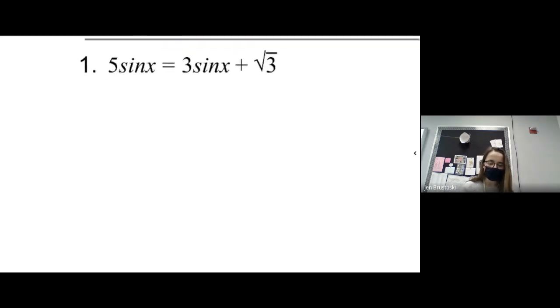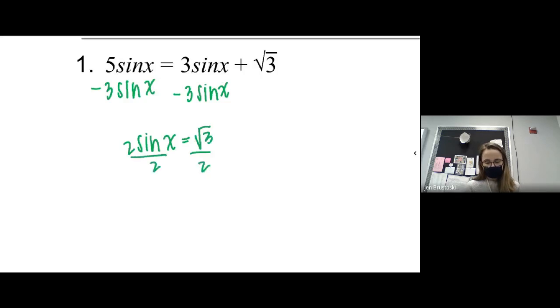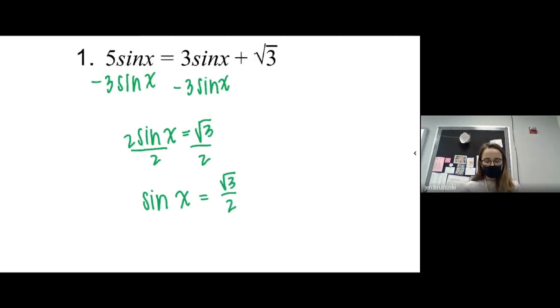Okay, let's come back together, guys. So, what do I need to do first? Isolate. So we'll subtract 3 sine of x from both sides. So I get 2 sine x equals radical 3. Divide by 2. And sine of x is equal to radical 3 over 2. Okay, then what do I have to do?